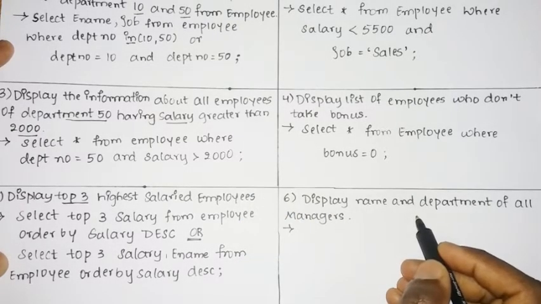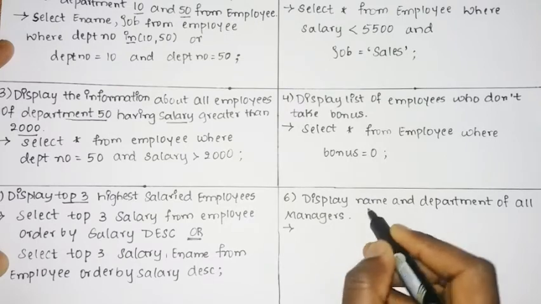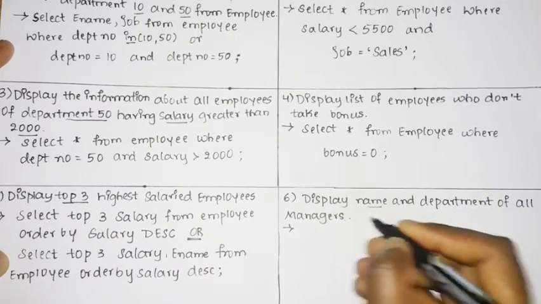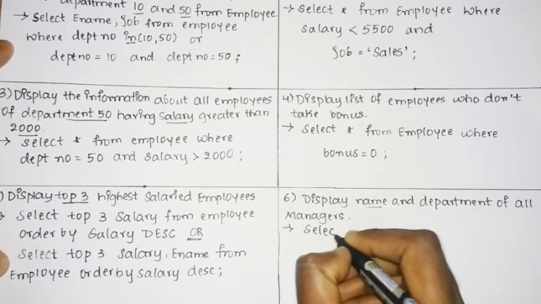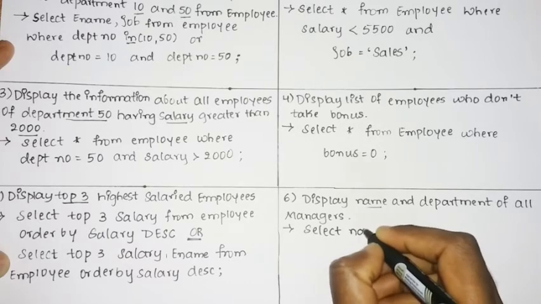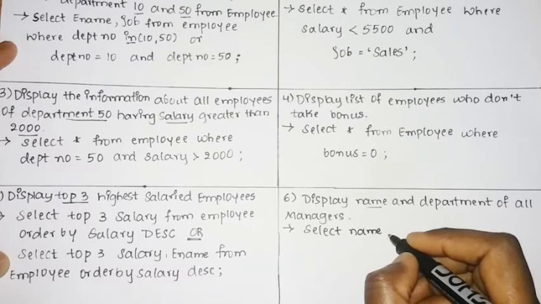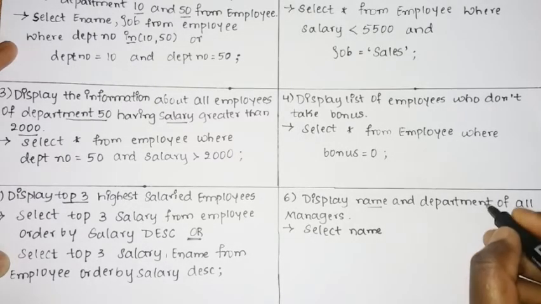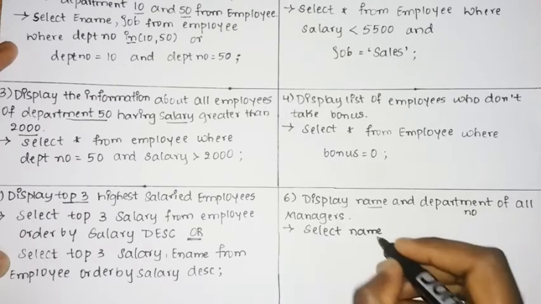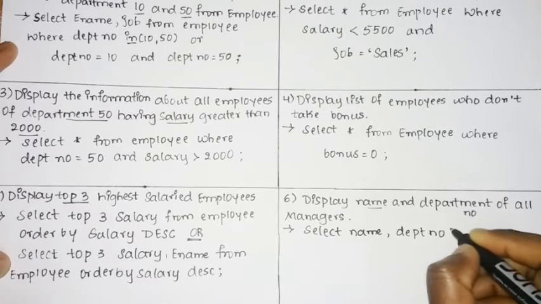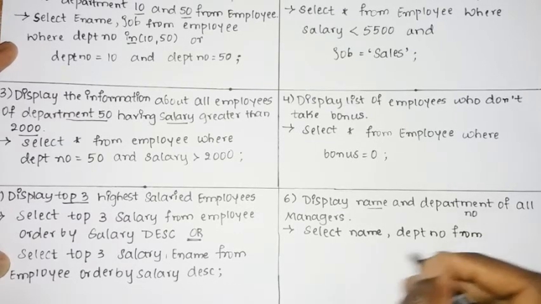Then we shall see the last query: display the name and the department of all the managers. So here you are going to display the name as well as the department number of all the managers. So the query is select name, comma, department number, from employee.